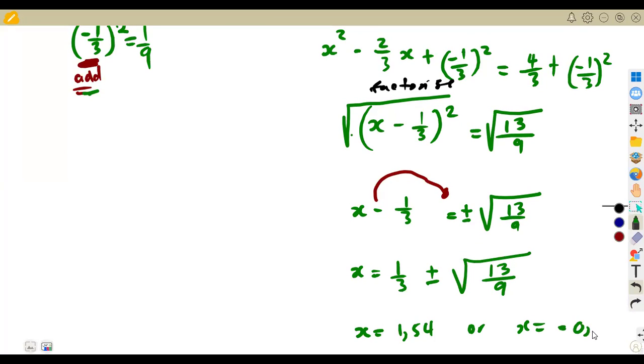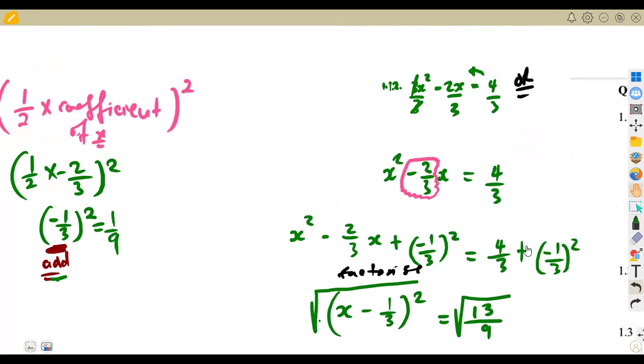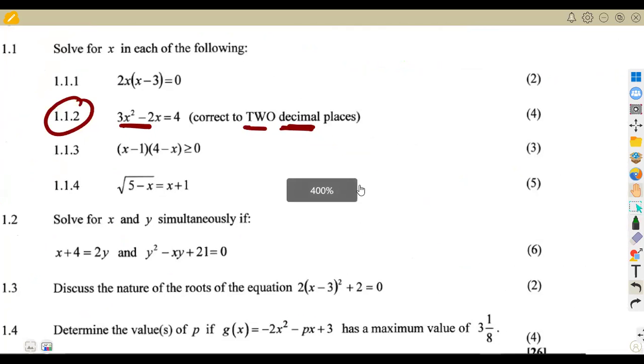So as you can see, guys, we are obtaining the same answers just like the ones that we used from the quadratic formula. So it's up to you. Are you going to use the formula or completing of the square method? All right. So that was the condition of our question 1.13.